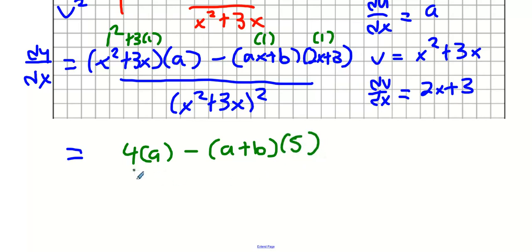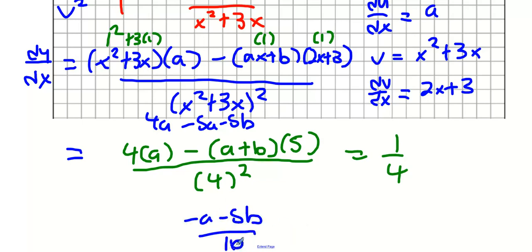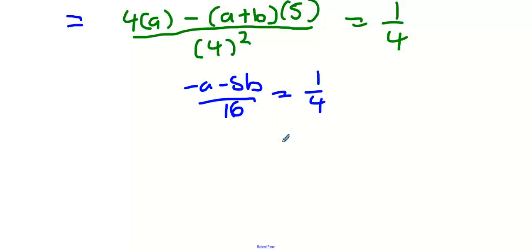And on the bottom, 4 squared, yeah? Isn't that a lot more manageable? And the answer equals a quarter, yeah? So what do we get here then on top? 4a minus, which is minus a minus 5b, all over 16, equals a quarter, yeah? Bring the 16 upwards and divide it by 4. So what's 16 divided by 4?